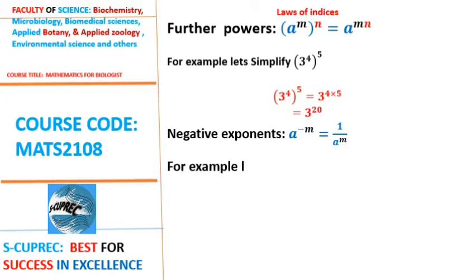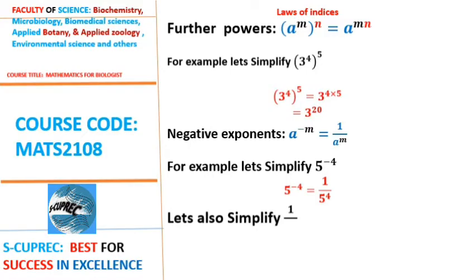So let's take a look at a sample for better understanding. Let's simplify 5 raised to the power minus 4. 5 raised to the power minus 4 will simply be the same as 1 divided by 5 raised to the power 4. That's the law of negative exponents, and so on. Let's take this other sample for better understanding. If we have 1 divided by 3 raised to the power 4, the reverse of the law, it simply becomes 3 raised to the power minus 4.